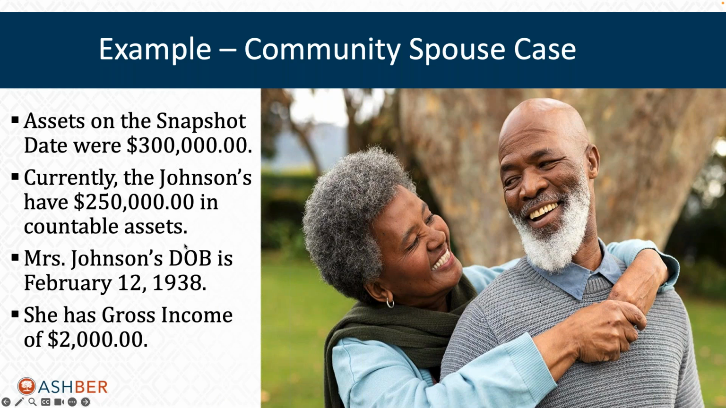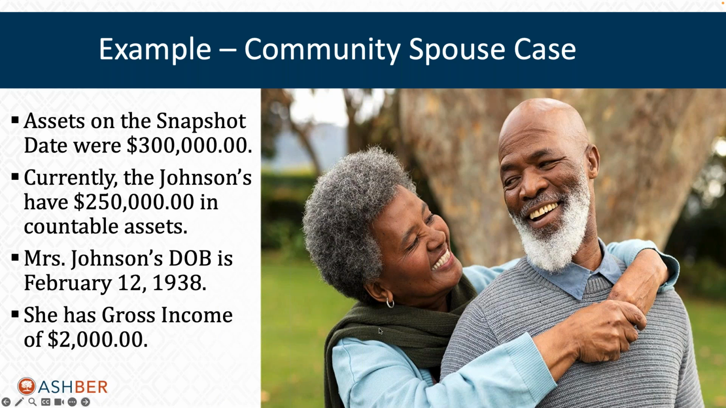All right, so the Johnsons together have a snapshot of assets of $300,000. So on January 1st, they had $300,000. Currently, as of March 12th, the Johnsons have $250,000 because maybe they wanted to upgrade their vehicle, make upgrades to their home as well, whatever the case may be. Mrs. Johnson's date of birth is February 12th, 1938, and that's going to be important for a reason when we get into the analysis of the quote. And she also has a gross income of $2,000.